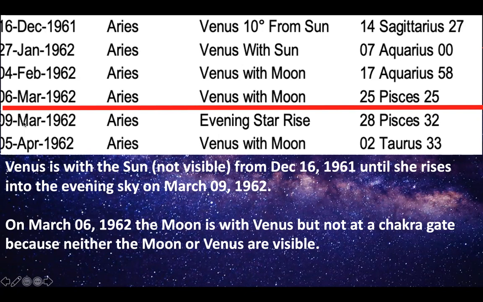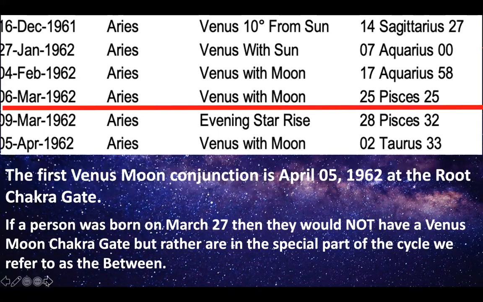And then Venus becomes evening star on March 9th and makes its first conjunction with the moon on April 5th. So if somebody was born on April 3rd, they were still just in the evening star time. And this is not at a chakra gate because it's before Venus catches up to the moon. So this is a special phase of the cycle that we literally refer to as the between.